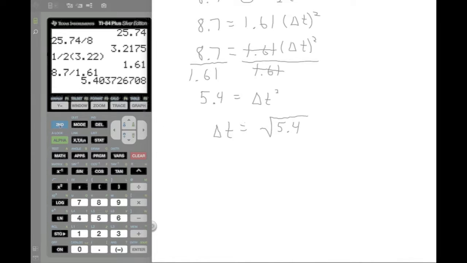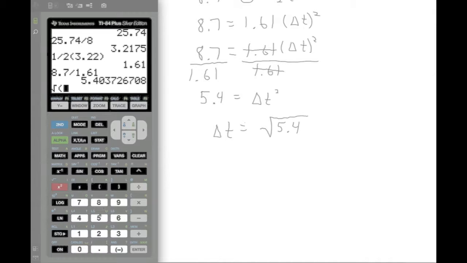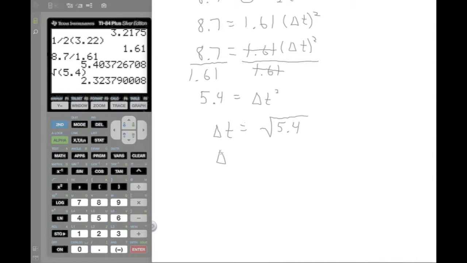So now we can do that calculation, the square root of 5.4. Okay, and so we've gotten that our delta t is, I'll just round that off, 2.3. Remember that now that we have a single number, we should put in the units. So I'll put in the units here of seconds.